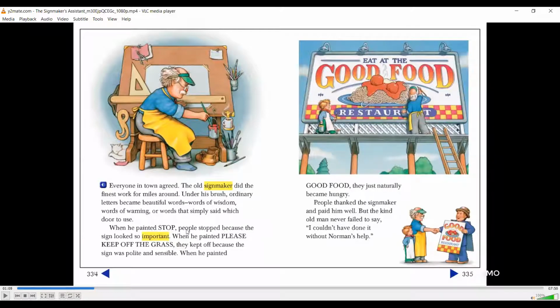And now that we know what a sign maker is, we know that when we see signs, they are very important for us to know our direction to go. So let's look at the story in that light.